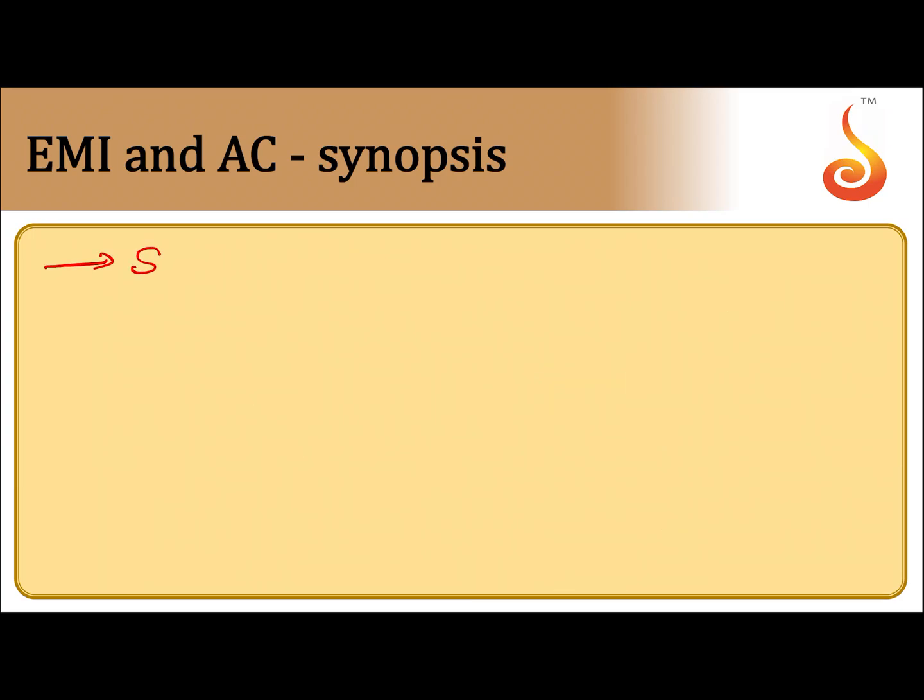Suppose we consider a solenoid, one of the important types of geometries here. The self-inductance of a solenoid is given by mu naught n square AL, or we can write mu naught n square pi r square L, where n is the number of turns per unit length, r is its radius and L is the length. So this is the expression for the self-inductance of a solenoid.